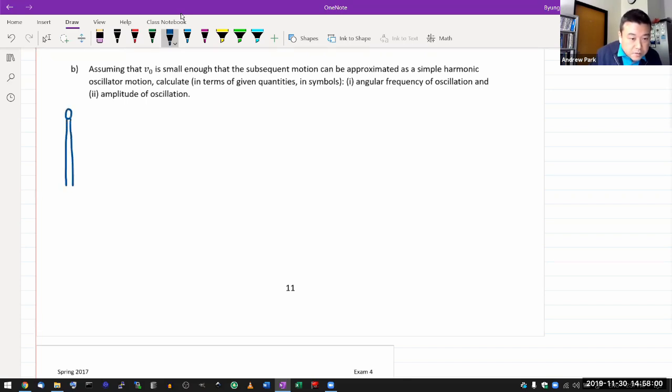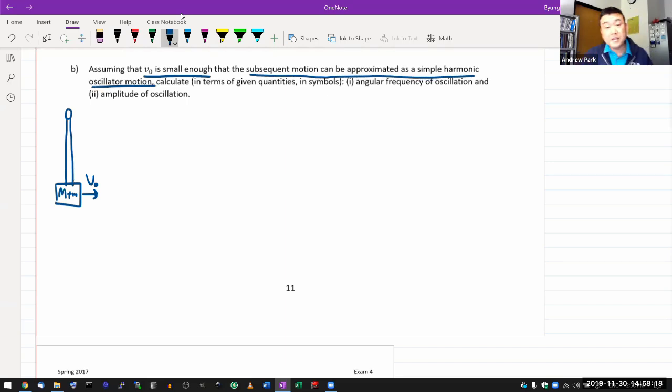After the collision, what you basically have is a combined mass of m plus M that has some initial velocity v naught. And it's saying to assume that this is small enough that the subsequent motion can be approximated as simple harmonic oscillator motion. It's actually saying two things. One, this is small enough that it is not going to go all the way around. If it did, then it wouldn't even be a simple pendulum. It's going to swing back and forth like a pendulum motion.